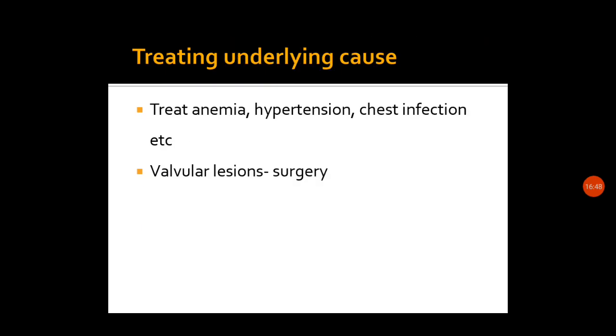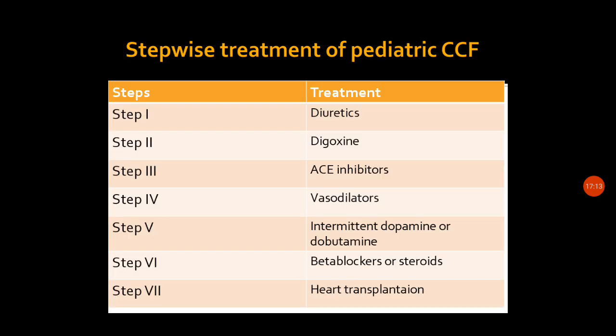So, for treating the underlying cause, because we already discussed that in children the major reason for CCF can be a structural problem, the treatment of the underlying cause is very important, like treating anemia, hypertension, chest infection, etc. And if there are any valvular lesions, surgery is required, and if any structural lesions are present, we have to opt for surgical management.